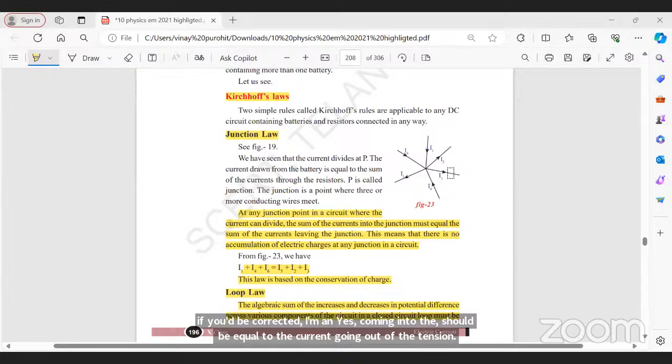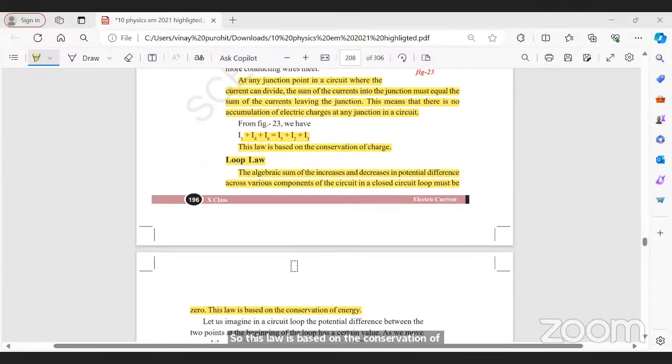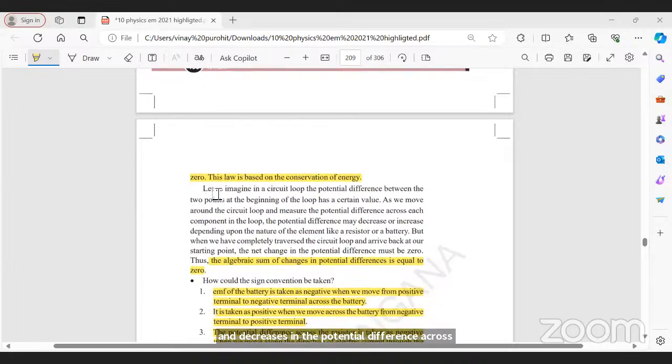So if you see from the figure 23, I1 plus I4 plus I6 is equals to I5 plus I2 plus I3. So this law is based on the conservation of charge. Next, coming to loop law. The algebraic sum of the increases and decreases in the potential difference across various components of the circuit in a closed circuit loop must be 0. This law is based on conservation of energy.